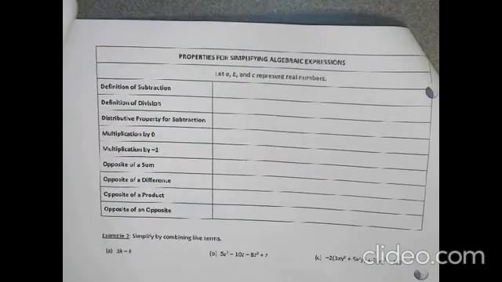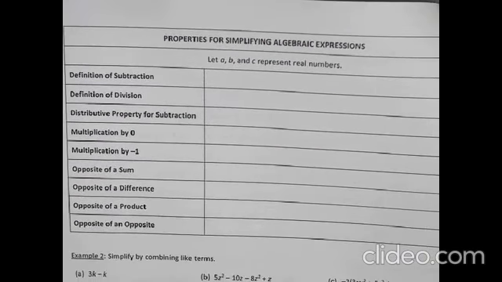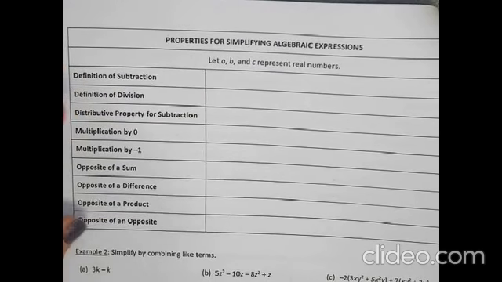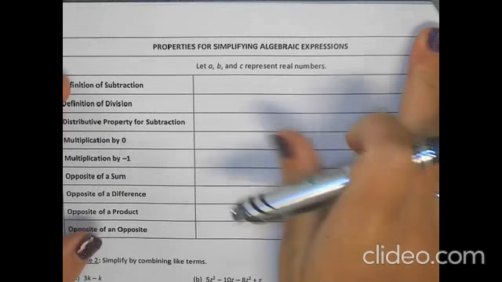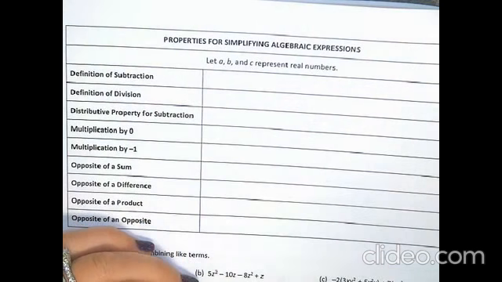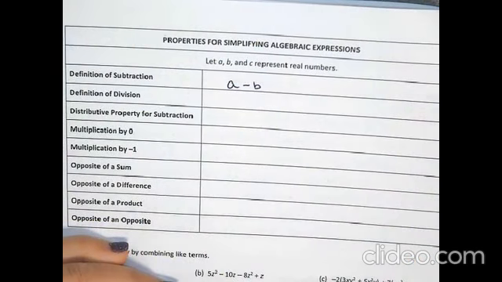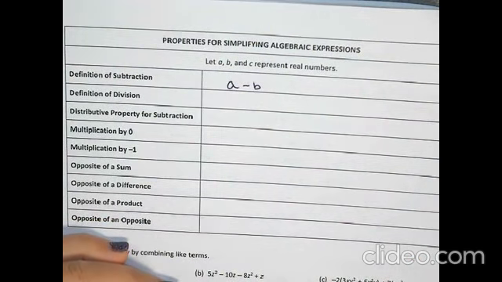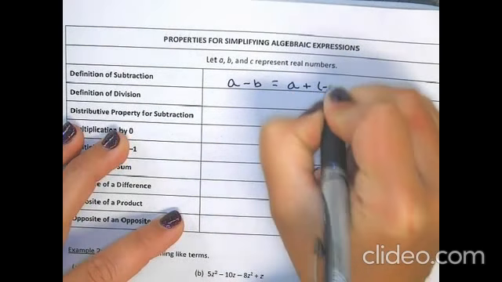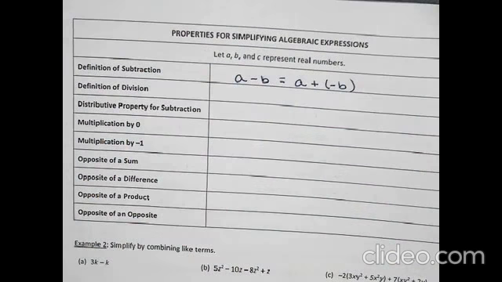On this chart, these are going to be properties for simplifying algebraic expressions. So it says, let A, B, and C represent real numbers. And we have a list of different properties. Most of these properties, they're going to look funny when we write them with variables, but it's things you've already been telling me today. Like if I had A minus B, this definition of subtraction, that is the same thing as having A plus the opposite of B.